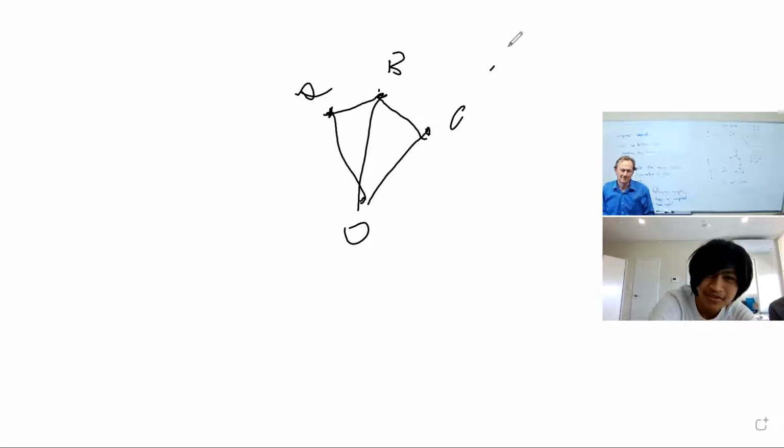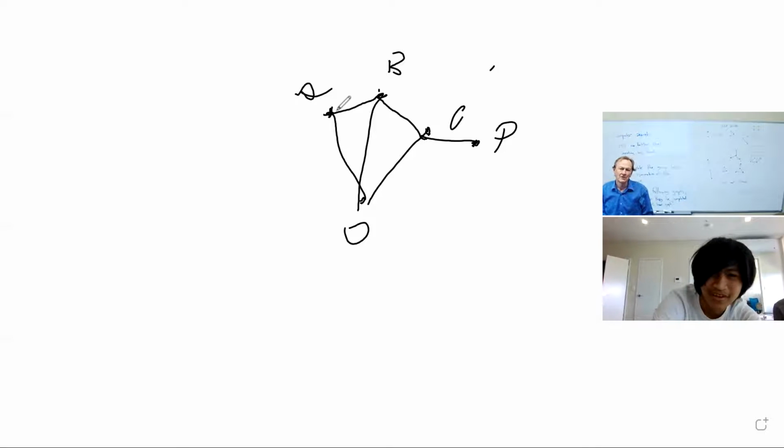So it's required that C must also be connected to 3 others. So let's connect it to an arbitrary point P. But then for it to be vertex transitive, either BP or OP must be an edge, but that would make them have a degree of 4, so it just wouldn't work. Is that correct? Or did I miss something? Yeah, that's right.